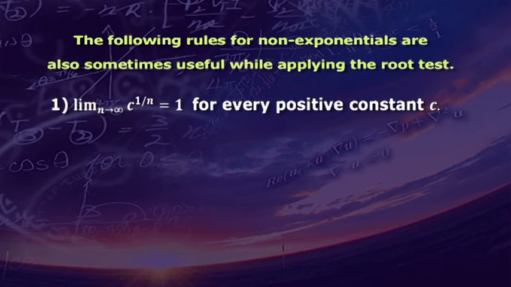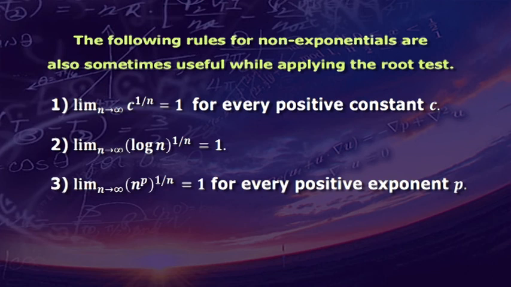Number 1, the limit of nth root of c is 1 for every positive constant c. Number 2, the limit of nth root of log n is 1. Number 3, the limit of nth root of n^p is 1 for every positive exponent p. Number 4, the limit of nth root of n factorial is infinity.